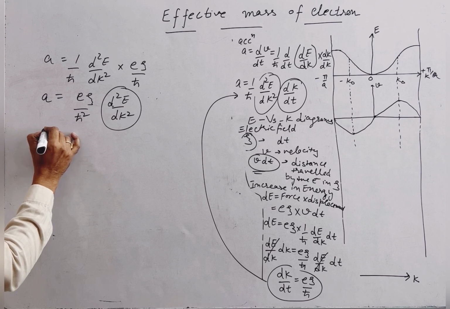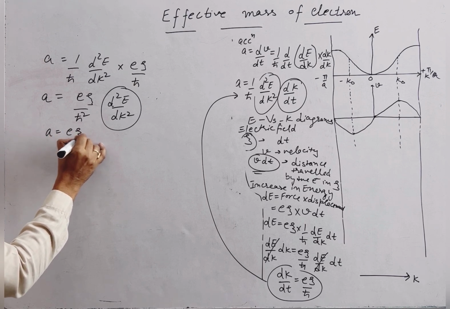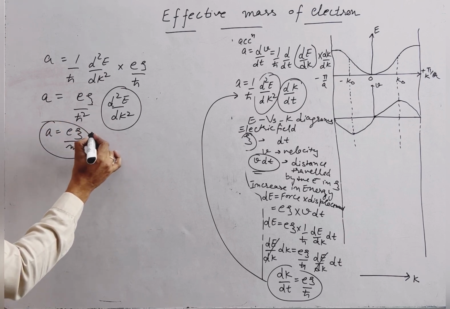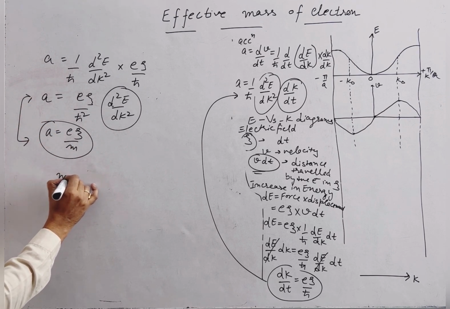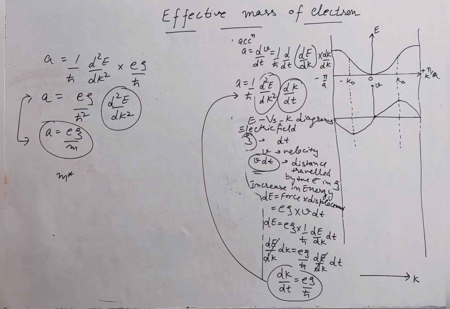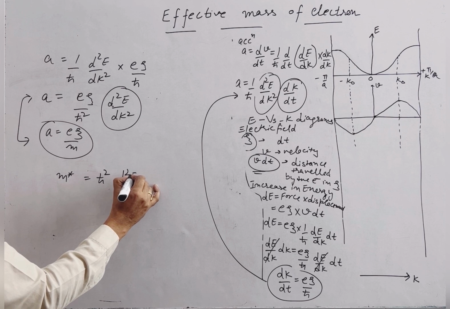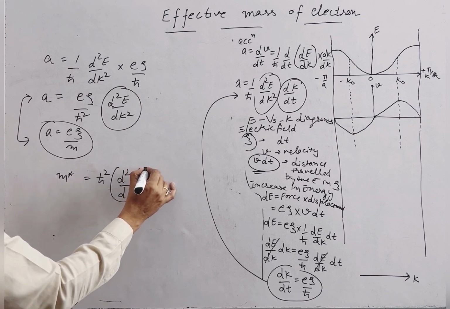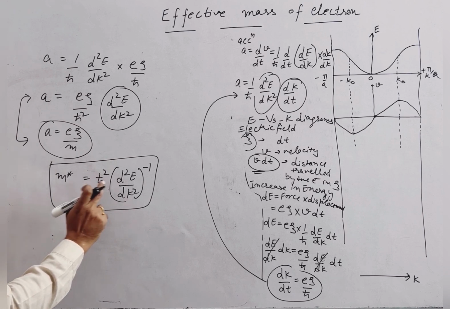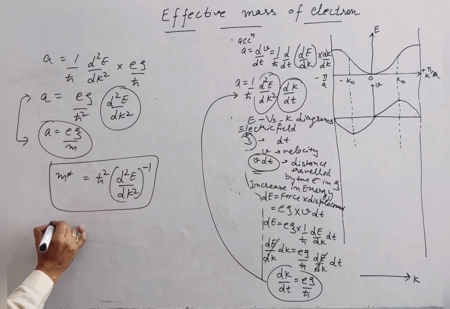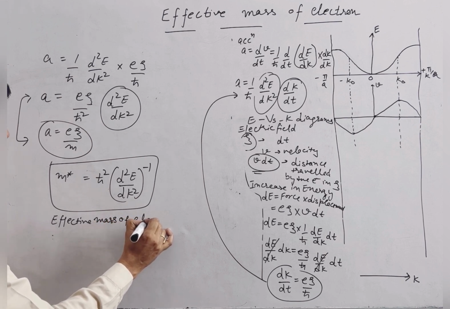Now for a free particle, we know acceleration is force upon mass. So this is EJ upon m. Now comparing these two equations, we have m, and we will represent it by m star. M star equal to h cut square into d2E upon dk square, inverse. If we compare these two equations, this is common, and m equals h cut square upon d2E upon dk square. This is called the effective mass of the electron.